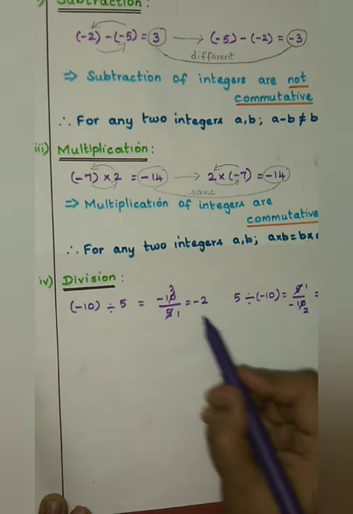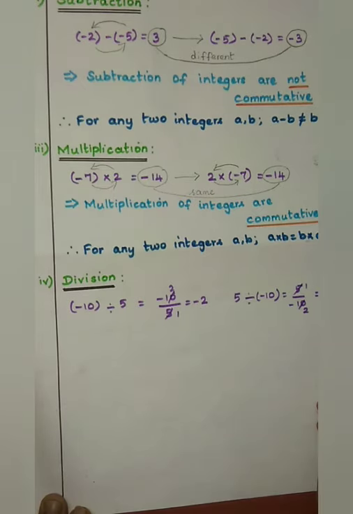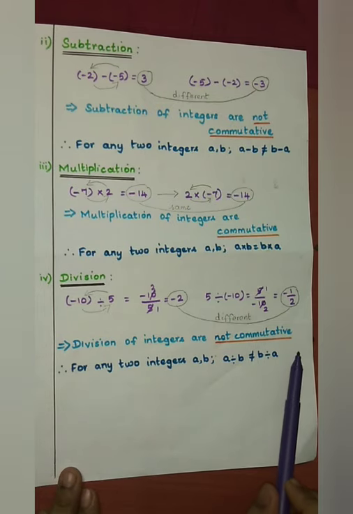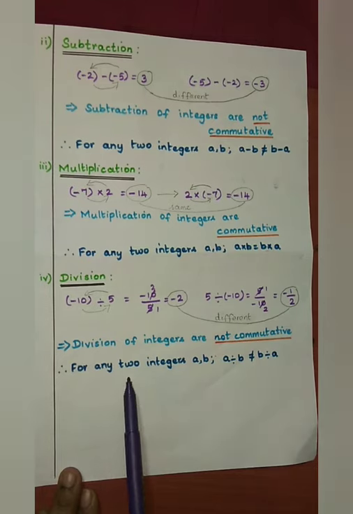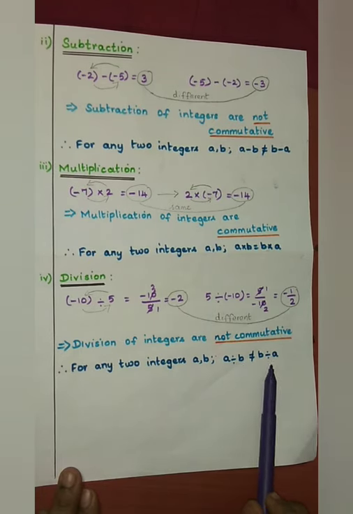Compare the results. In this case we have minus 2 and here we have minus 1 by 2. Are they same? No. Hence, division of integers are not commutative. Therefore, for any two integers a, b, a divided by b is not equal to b divided by a.